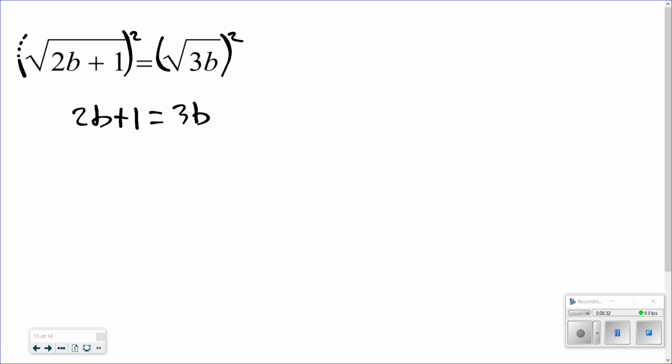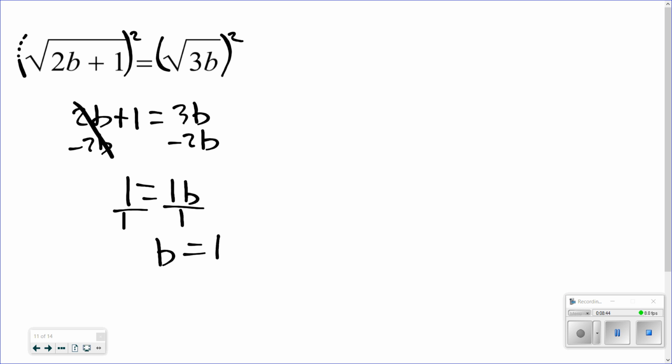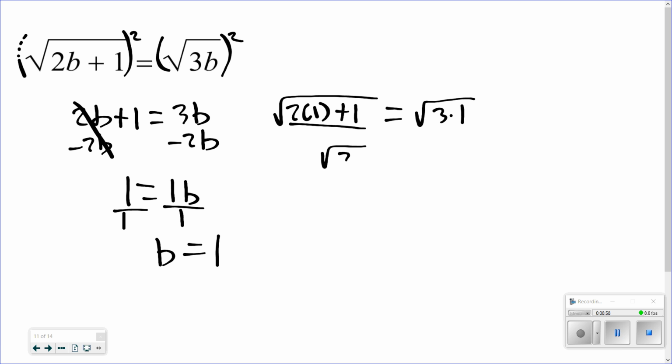Okay, now to solve for b. I'm going to minus this 2, get the b off one of the sides. I'm going to minus 2b to get rid of that. 3b minus 2b is 1b. Divide by 1. I guess I don't really need to divide by 1, but b equals 1. So let's check and make sure it works. I have the square root of 2 times 1 plus 1 equals the square root of 3 times 1. Let's simplify it. 2 plus 1 is 3. 3 times 1 is 3. Does the square root of 3 equal the square root of 3? Absolutely. Okay, so we got our answer right there.